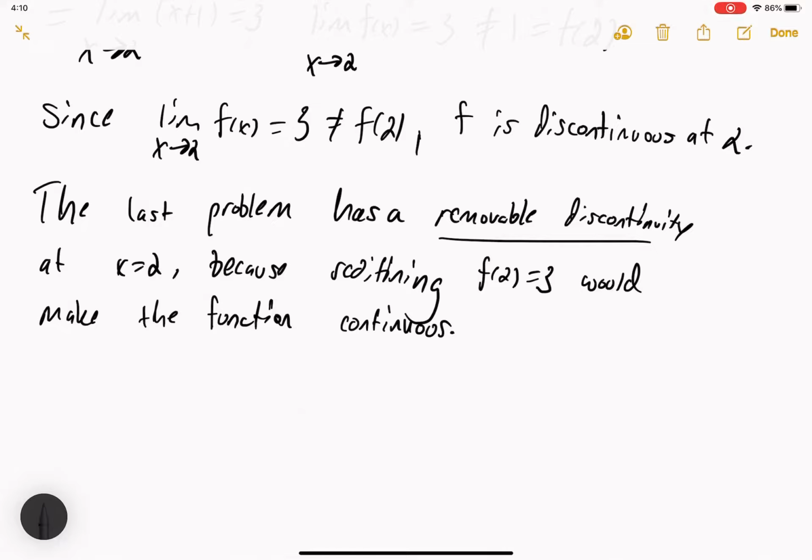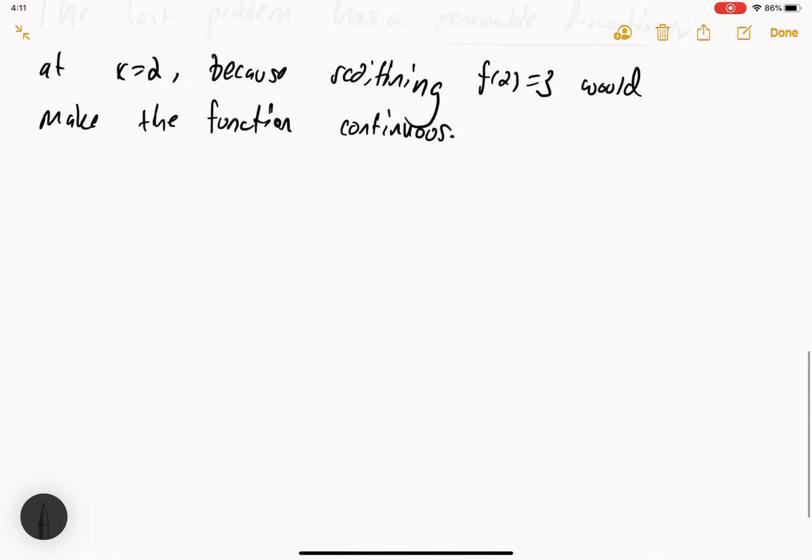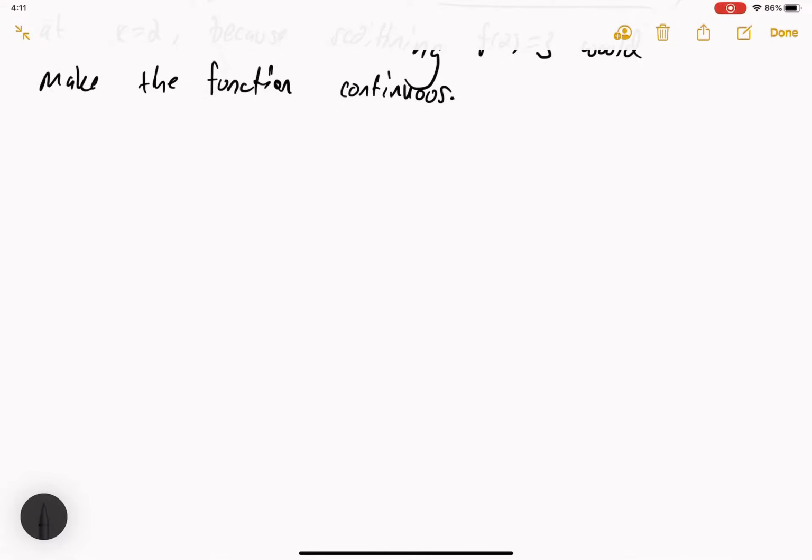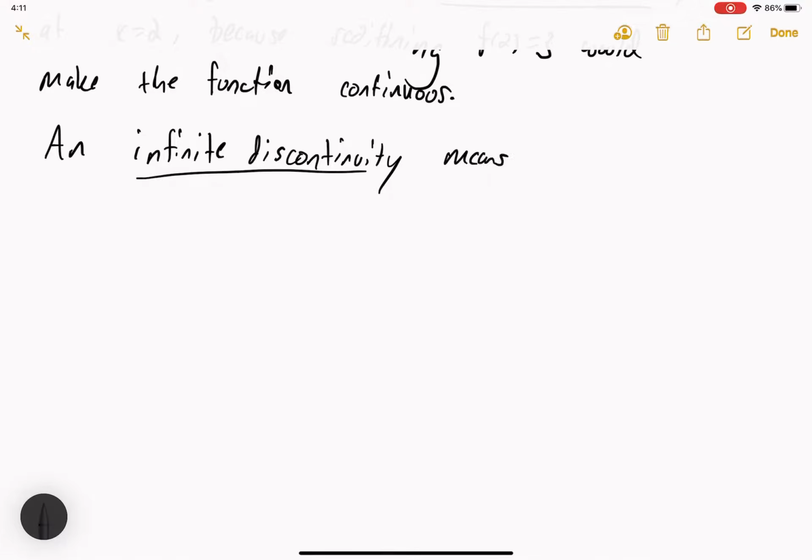All right, so then we have another example, an infinite discontinuity. This one kind of comes in line with vertical asymptotes. So an infinite discontinuity is when the function grows unbounded as you let it approach a number. Unbounded just means that the function will go to some positive or negative infinity.